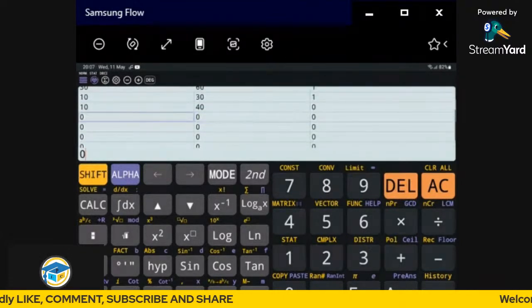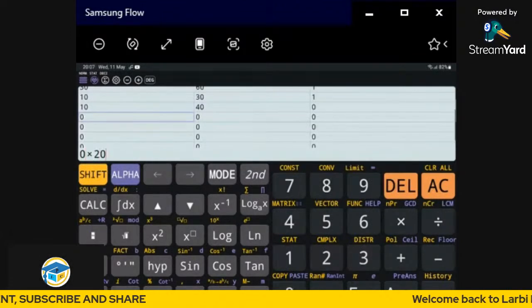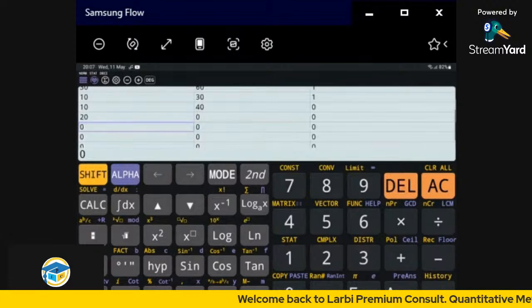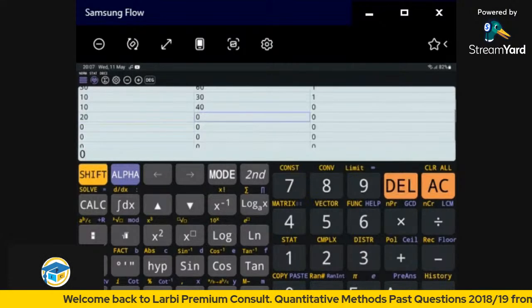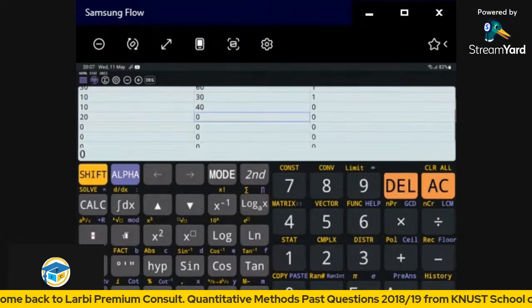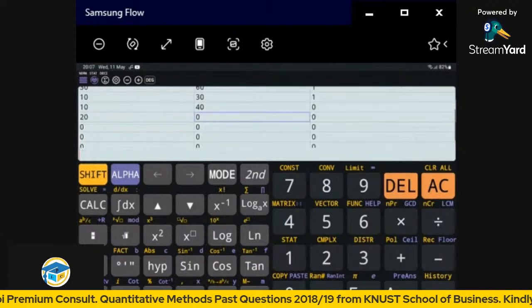With the next, the number of calls that we made was 20. And the number of laptops that we sold at that point was 40.